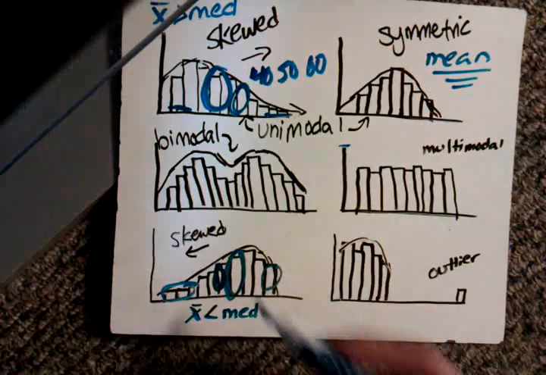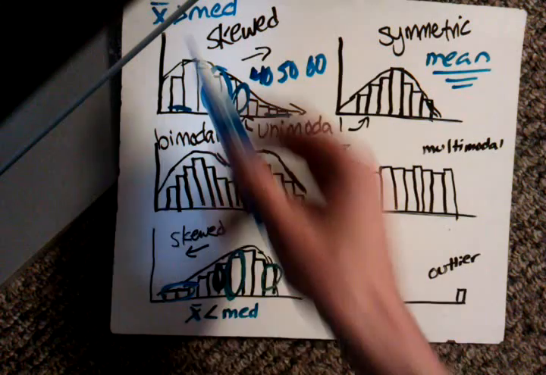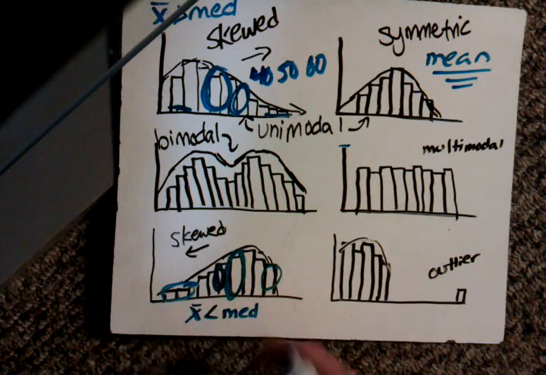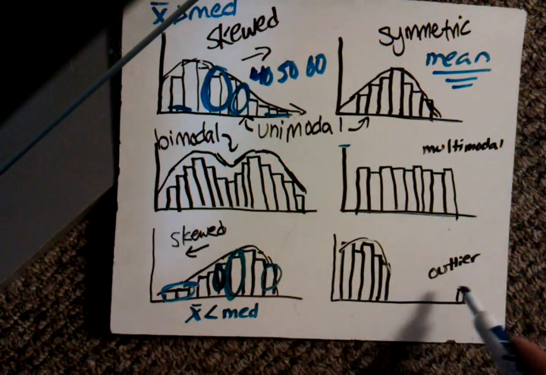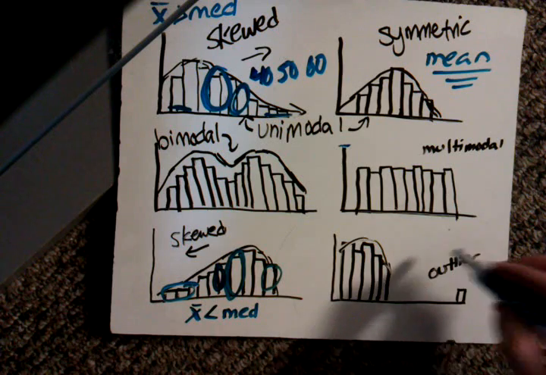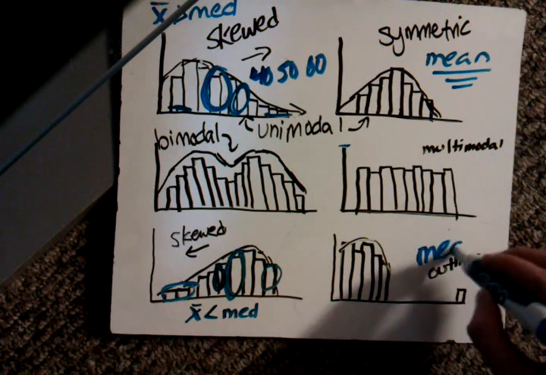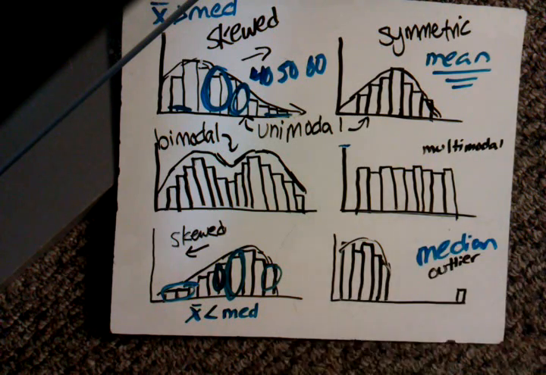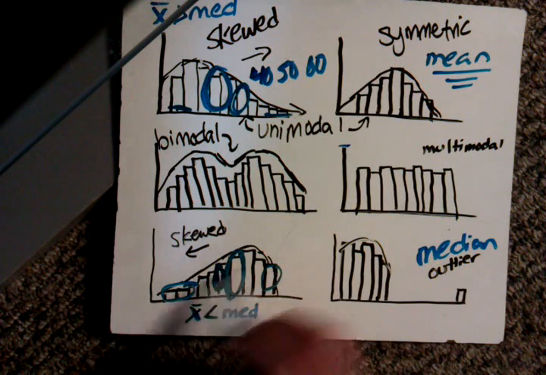So just like we looked at for skewness, you don't want to probably use the average because it's going to be affected by those smaller values. Whenever you have an outlier, you definitely don't want to use the average. So you definitely want to use the median anytime you have an outlier. And you'll probably want to use it when it's skewed also.